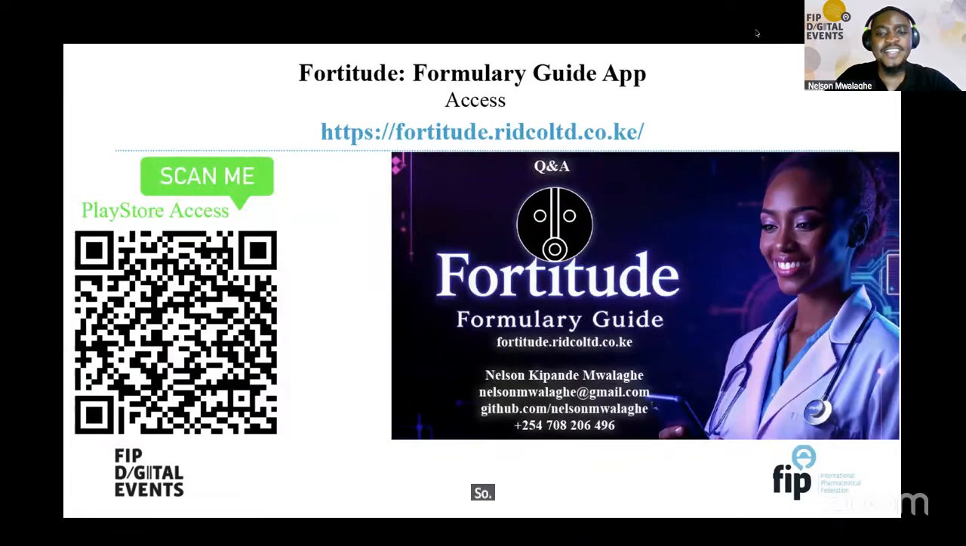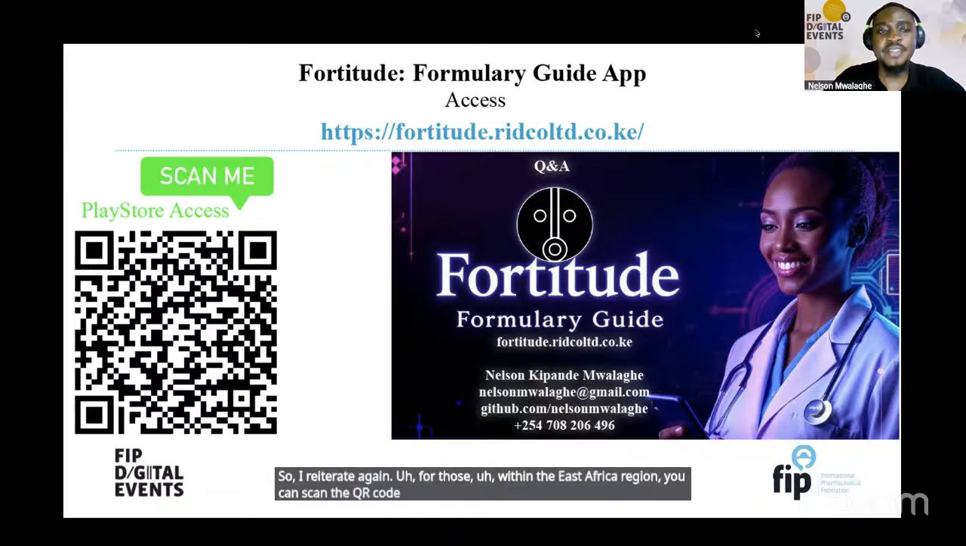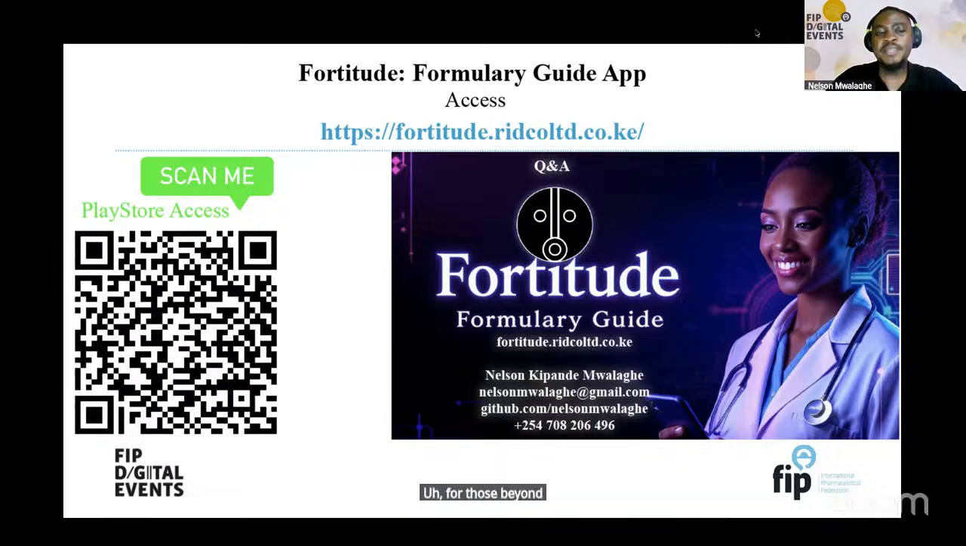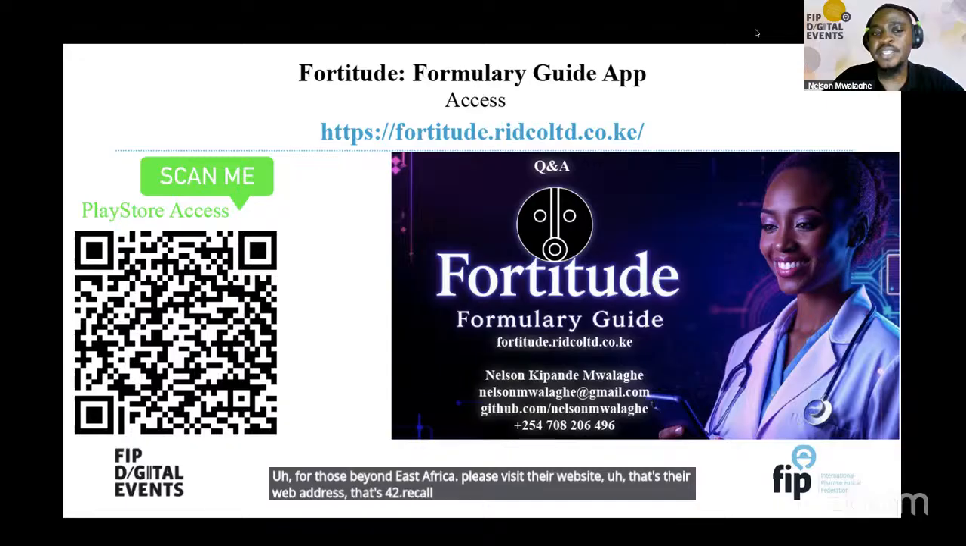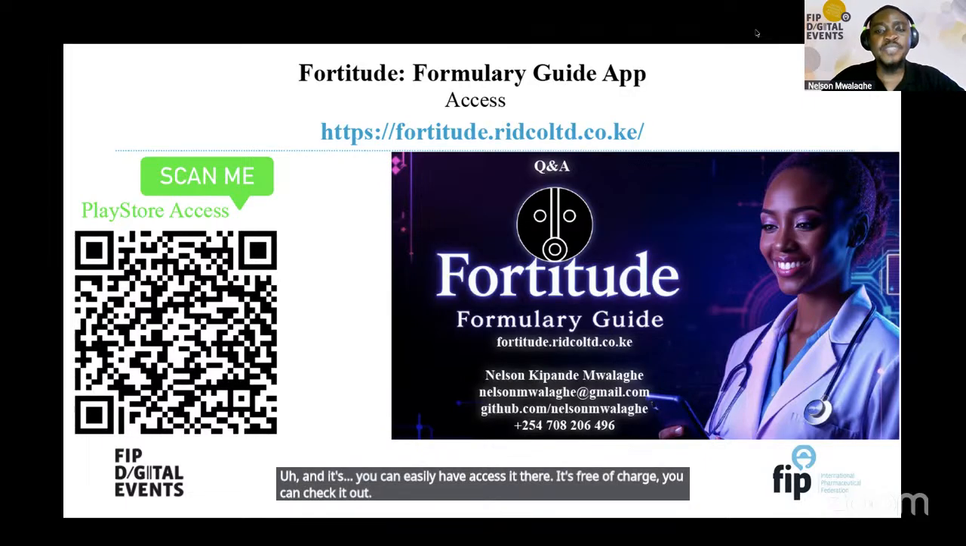So I reiterate again, for those within the East Africa region, you can scan the QR code and access the app. For those beyond East Africa, please visit their website. That's their web address, fortitude.ridcolimited.co.ke. And you can easily access it there. It's free of charge. You can check it out, so you can experience it.